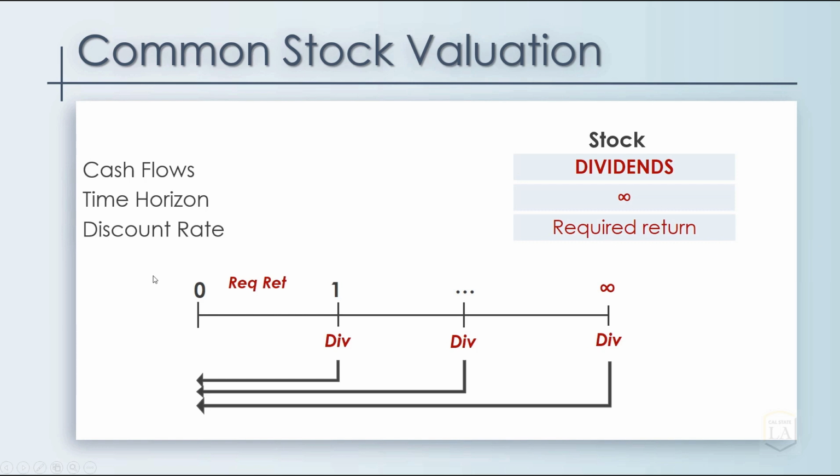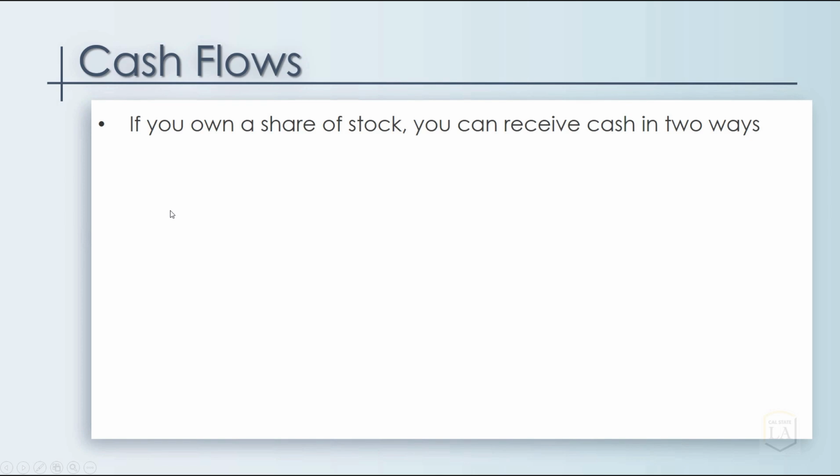To better understand common stock valuation, we first have to focus on the first ingredient, which is cash flows. If you own a share of stock, or if you just invested in a share of stock, you would be able to receive cash in two ways. First would be with dividends. If you invested in a share, it's likely that the firm will distribute dividends back to the investors, and that's one form of cash collection.